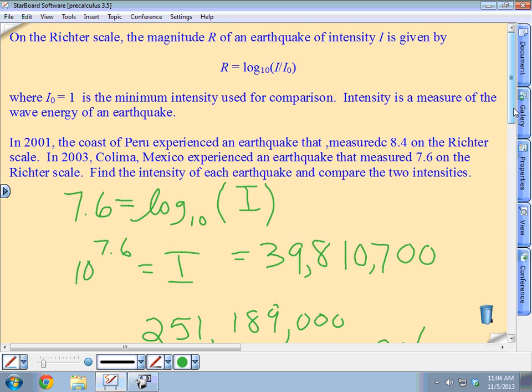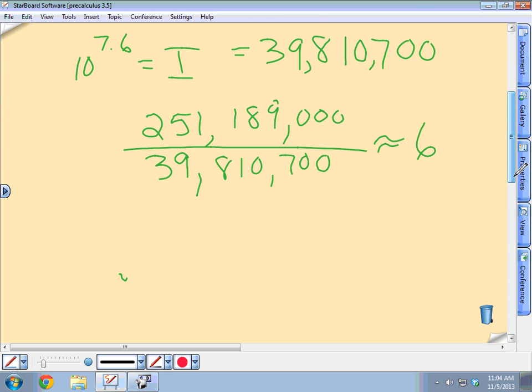So what is that telling you about the Richter scale? That's an average of the two earthquakes? Look at the two. It's not an average. You got an 8.4 and a 7.6, so one is 0.8 higher on the Richter scale. But the earthquake in Peru is 6 times as intense as the one in Mexico. So even though you have a 6 times more intense earthquake, your Richter scale only goes up by 0.8.